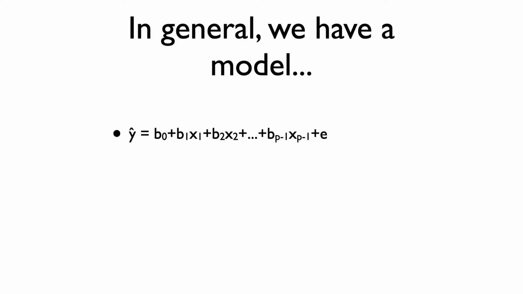P minus 1 is the number of predictors. There are p terms in the model, besides error, but there are p minus 1 predictors. So in our case, when we had x1 and x2, p minus 1 equals 2. But there are p terms, right? Because b sub 0 is also there. It just doesn't have an x after it. So we have p minus 1 predictor variables.